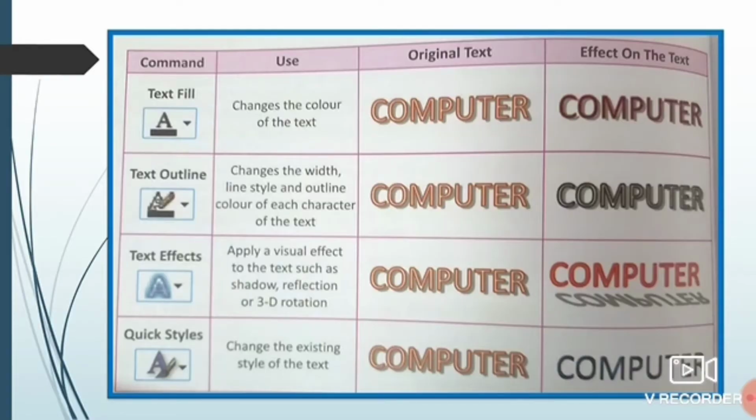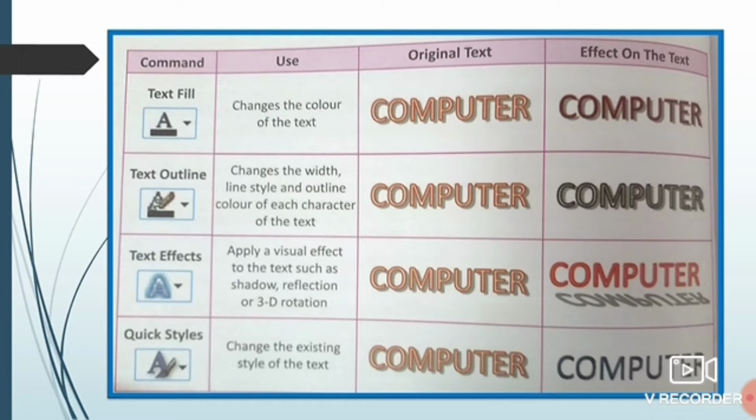Here we are having different commands which we can apply on a word art text. Number 1 is text fill. This command is used to color the text. Text outline. This command is used to change the width, the line style and the outline color of each character of the word art text.